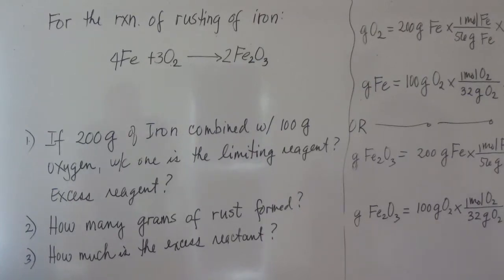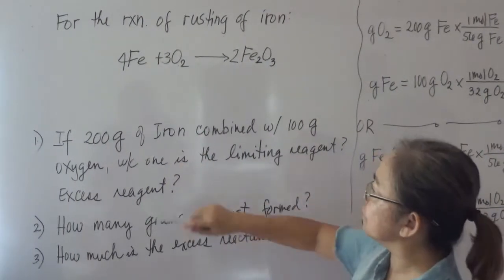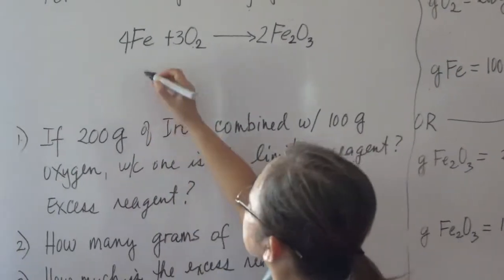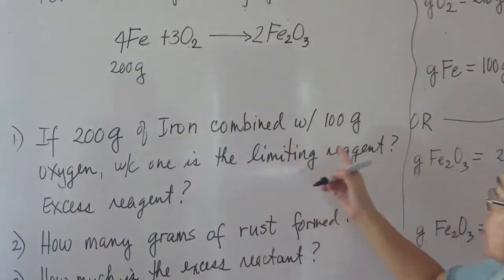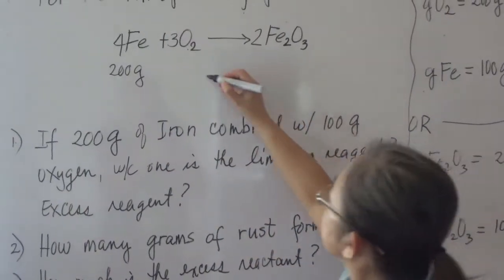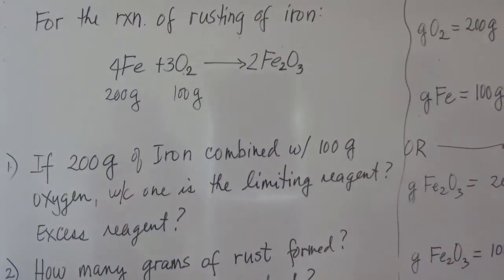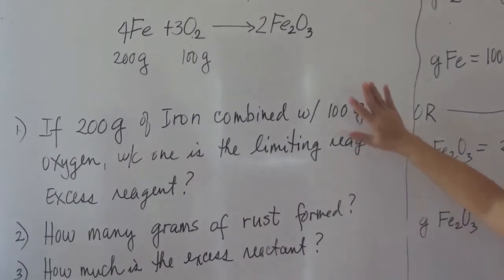Okay, to continue class, we have the same reaction. This is the rusting of iron. In this case, you have a certain amount of the two reactants. If you have 200 grams of iron, for the given, that will combine with 100 grams of oxygen.